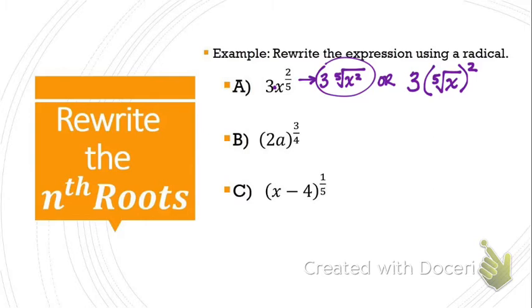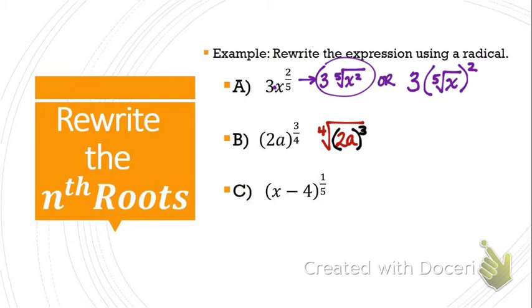So give me one way we could write this. What's my index on my root? 4. What's it look like after that? 2a. Where should I put the parentheses? Around this or around this? Around 2a, okay. And then do what? Make that to the third power.